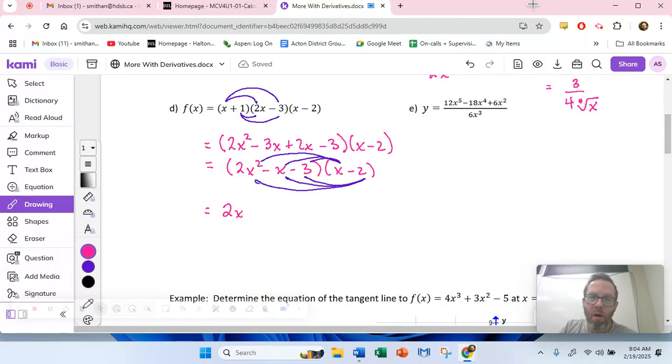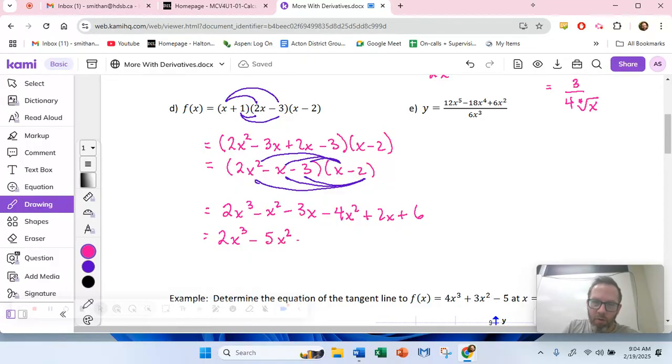So what do we get? I'm going to show all my steps. If you can shave off a step, that's good for you. So we get 2x cubed minus x squared minus 3x minus 4x squared plus 2x plus 6. I think that's good. And then I'll collect my like terms. I think I have minus 5x squared minus 3x and 2x minus x. I think that's how it would expand.